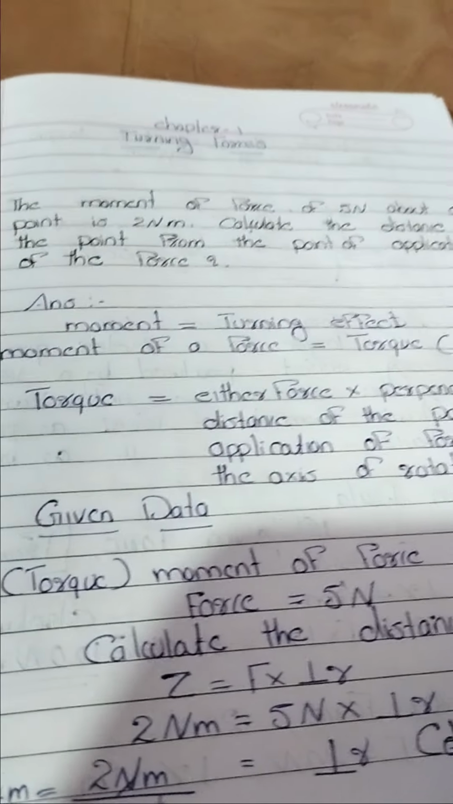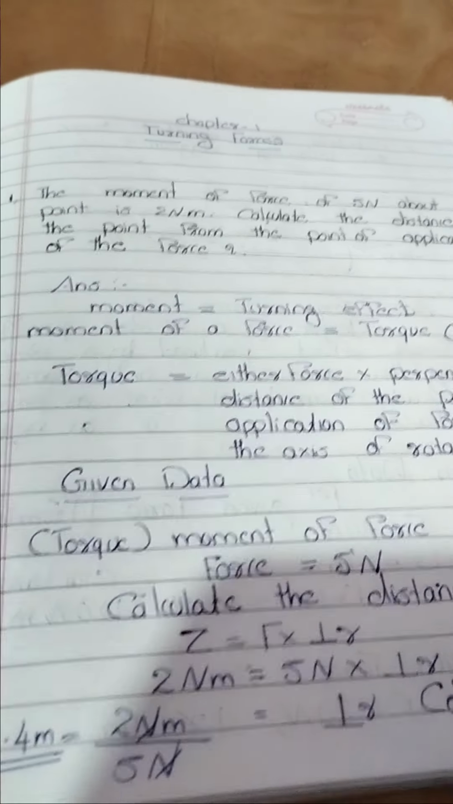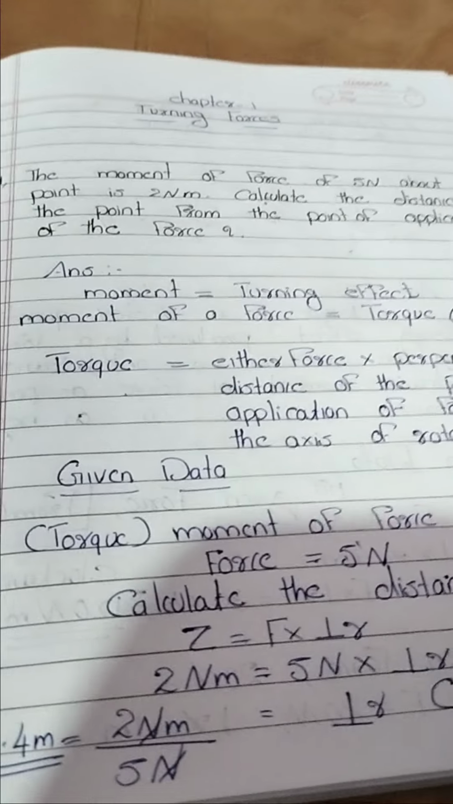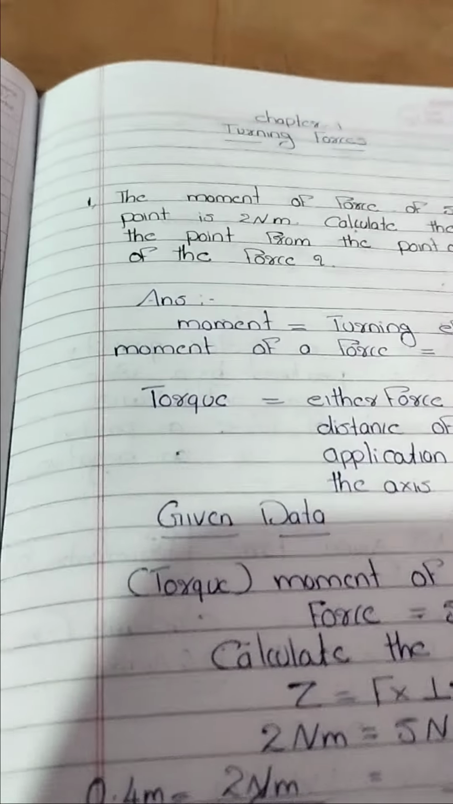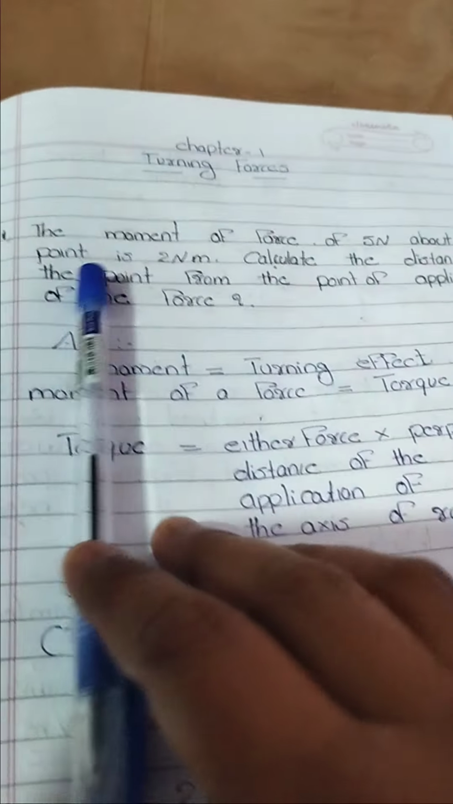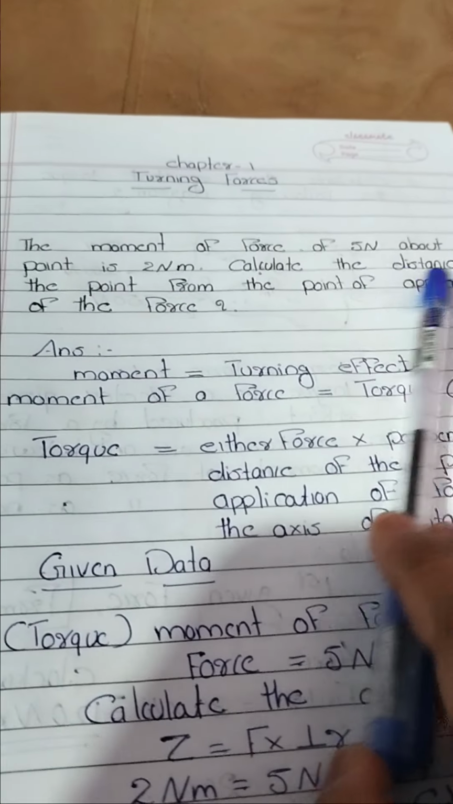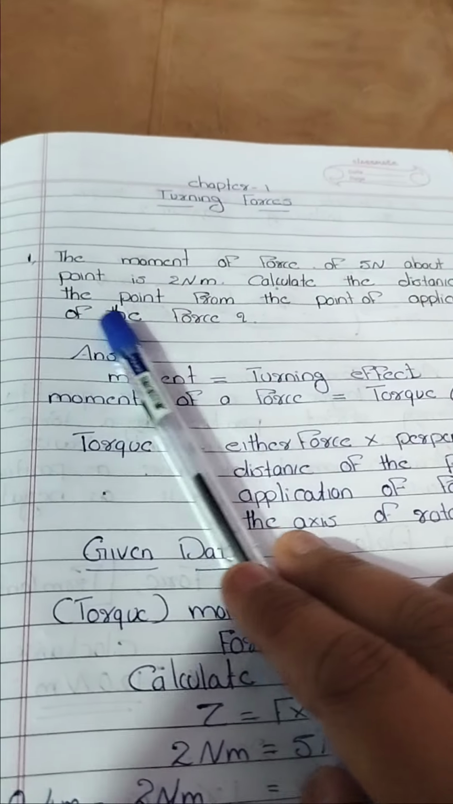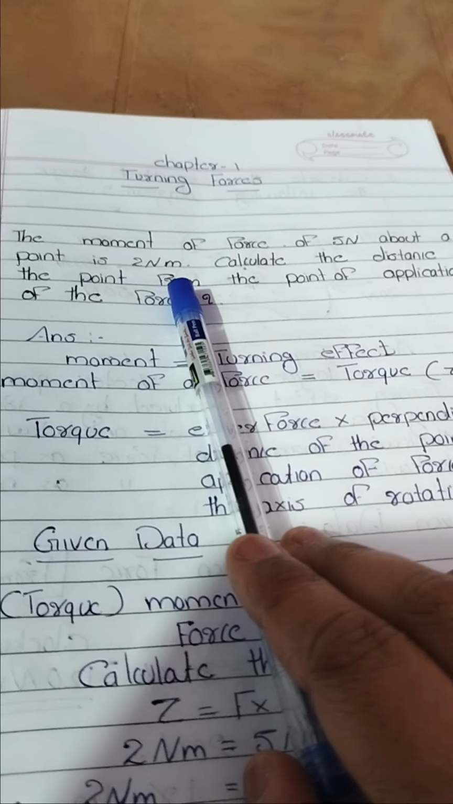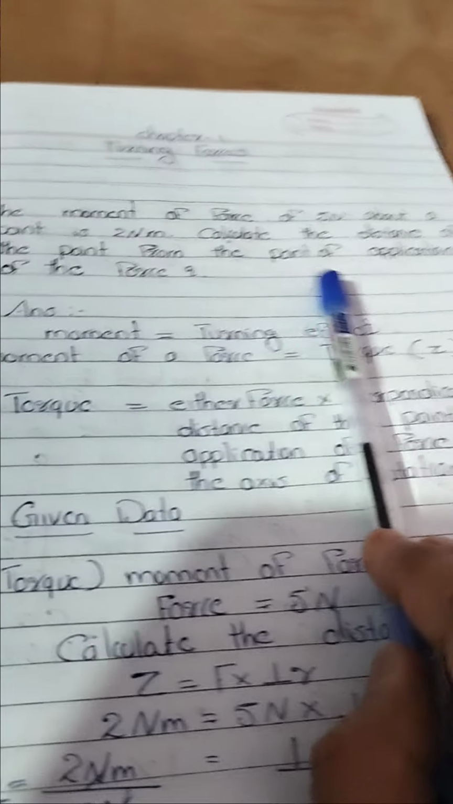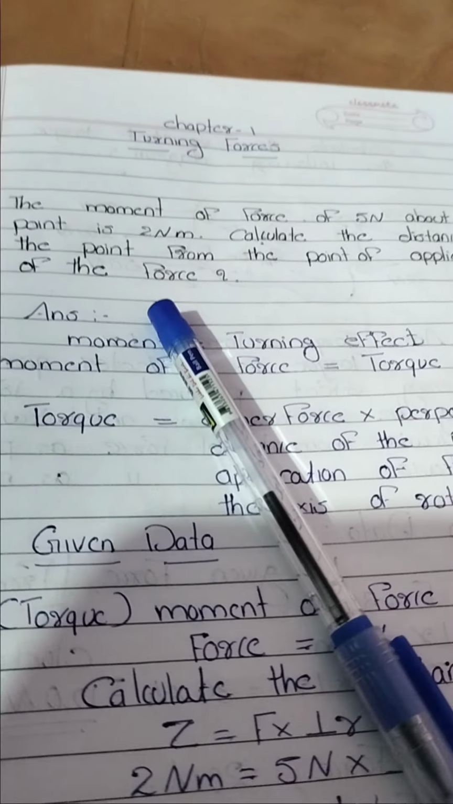This video is based on some of the numerical portion based on the chapter turning forces. The first numerical: the moment of a force of 5 Newton about a point is 2 Newton meter. Calculate the distance of the point from the point of application of the force.